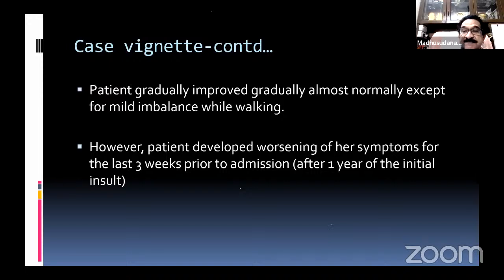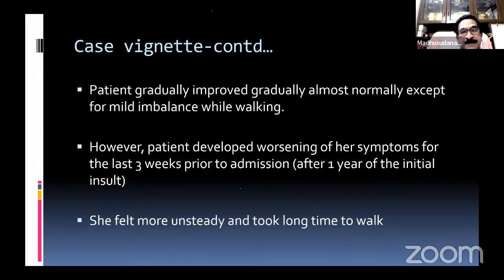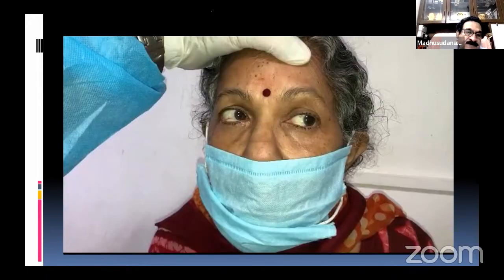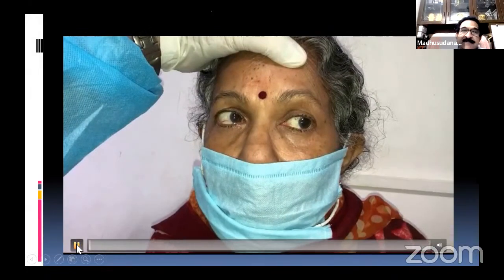However, the patient had a worsening of her symptoms for the last 3 weeks prior to admission. That is after 1 year of her initial cerebral hemorrhage. She has come with worsening of the balance. She felt more unsteady and took a long time to walk. That is her complaint. She noticed dragging of both feet. These are the 2 things. So this is the present video when she is worsening.